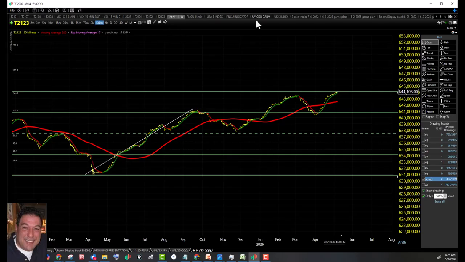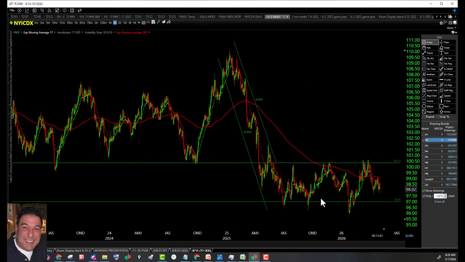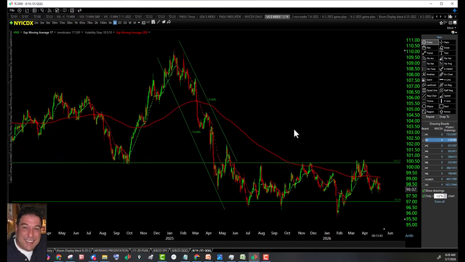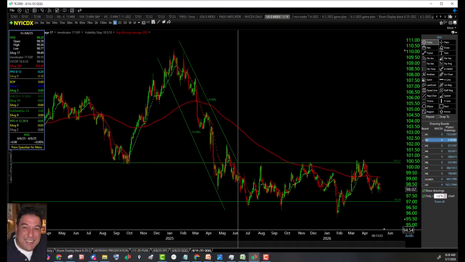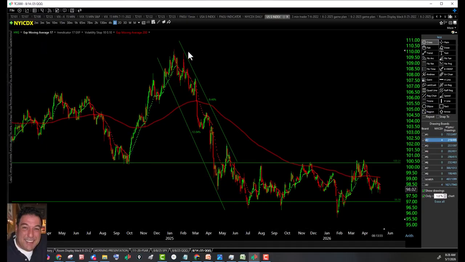On the US dollar index, which is right here, all right, you can see in 2025, we have a 6-month downtrend. See how it starts at January and it runs till June. 6-month downtrend right here, making lower highs and lower lows.